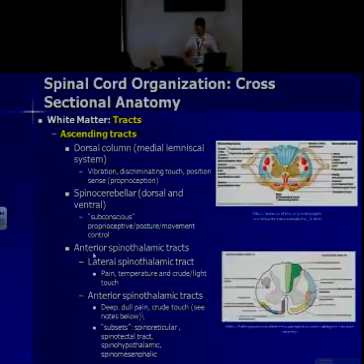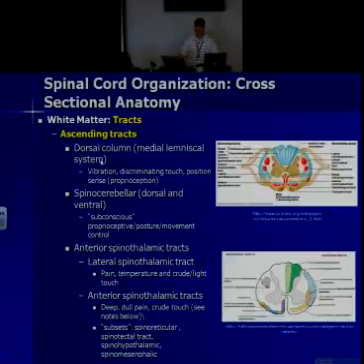There are three general areas we'll look at. The back column, which is all the proprio stuff. There's some way on the outside that is going to be your subconscious proprio stuff. And then there's some stuff in the front, anterior lateral, that's all your pain and temp. So when you go back to study it, if you can break it down into those three groups, I think it'll serve you well.